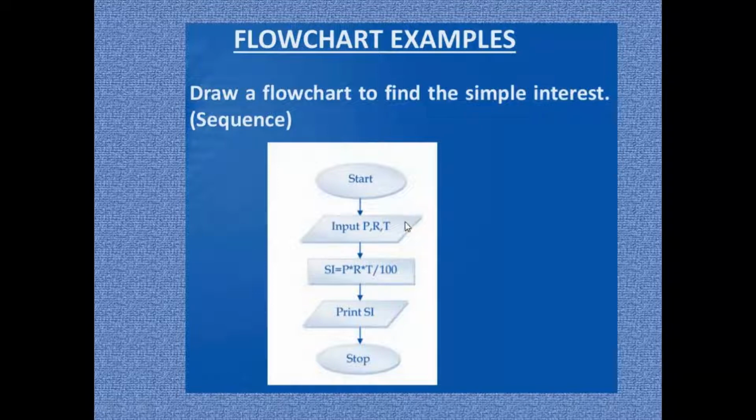Next, to take an input, we make a parallelogram and we input the values of P, R, and T, the principal amount, the rate, and the time period. Next, we make a decision. For that, we use a rectangle where we store the product of PRT upon 100 to the simple interest. Then we simply print the simple interest and stop the program.